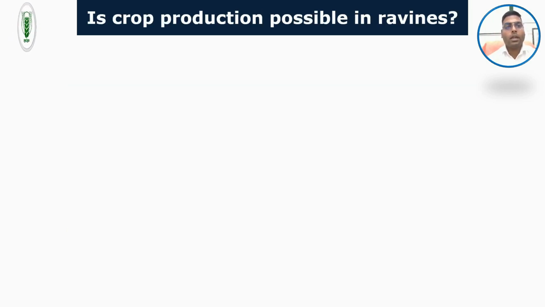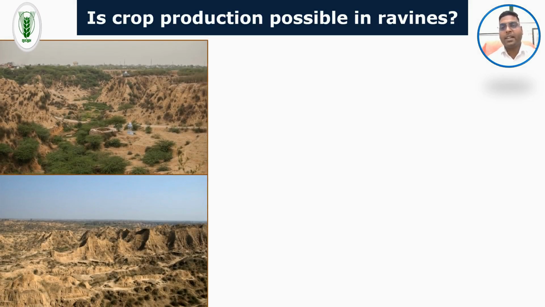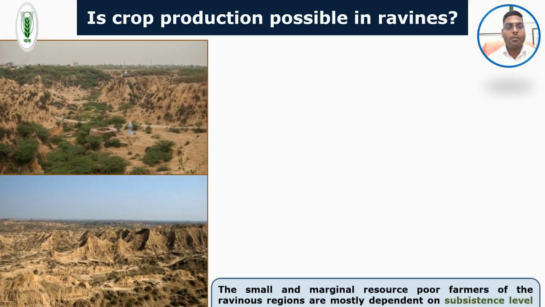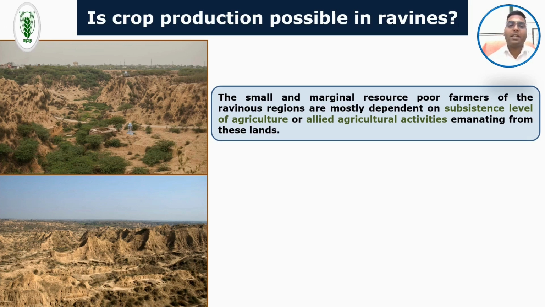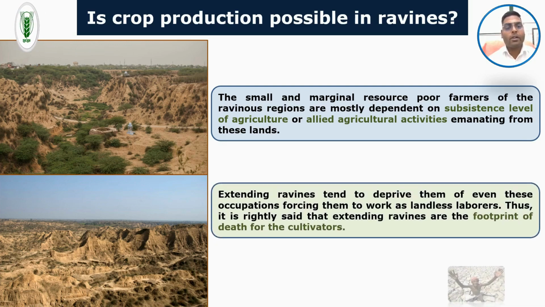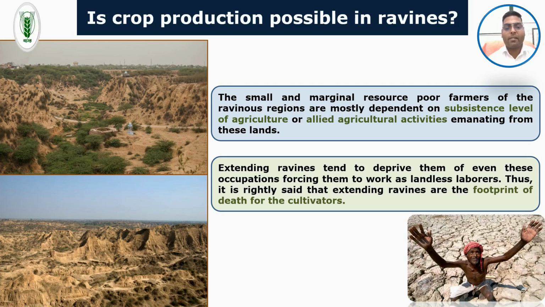So, is crop production possible in ravines? Actually, in most ravinous region, small and marginal farmers depend on subsistence agriculture. However, progressive gully and ravine expansion deprive them of cultivable land, forcing many to migrate or work as laborers. It is often said that extending ravines are footprints of death for cultivators. Therefore, our goal is not only land stabilization but also restoring livelihood opportunities.